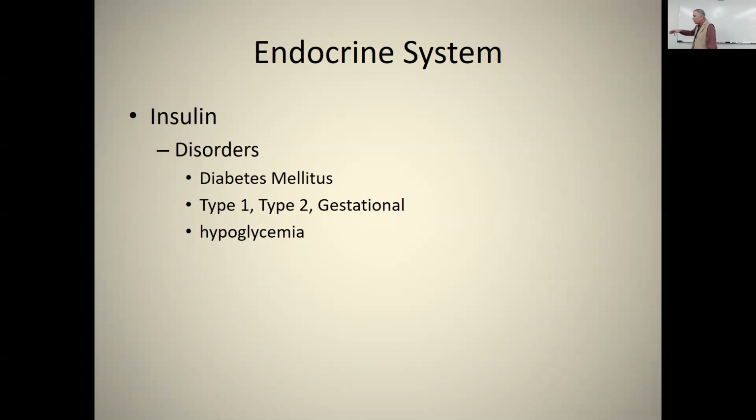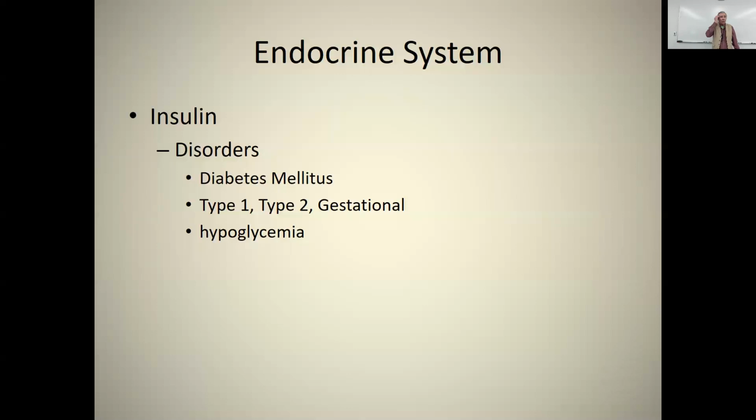Okay, there are three types of diabetes. Type 1 is an autoimmune disease. It used to be called congenital. You're born with it. You don't make insulin at all, so you become insulin dependent. You have to get shots of insulin.